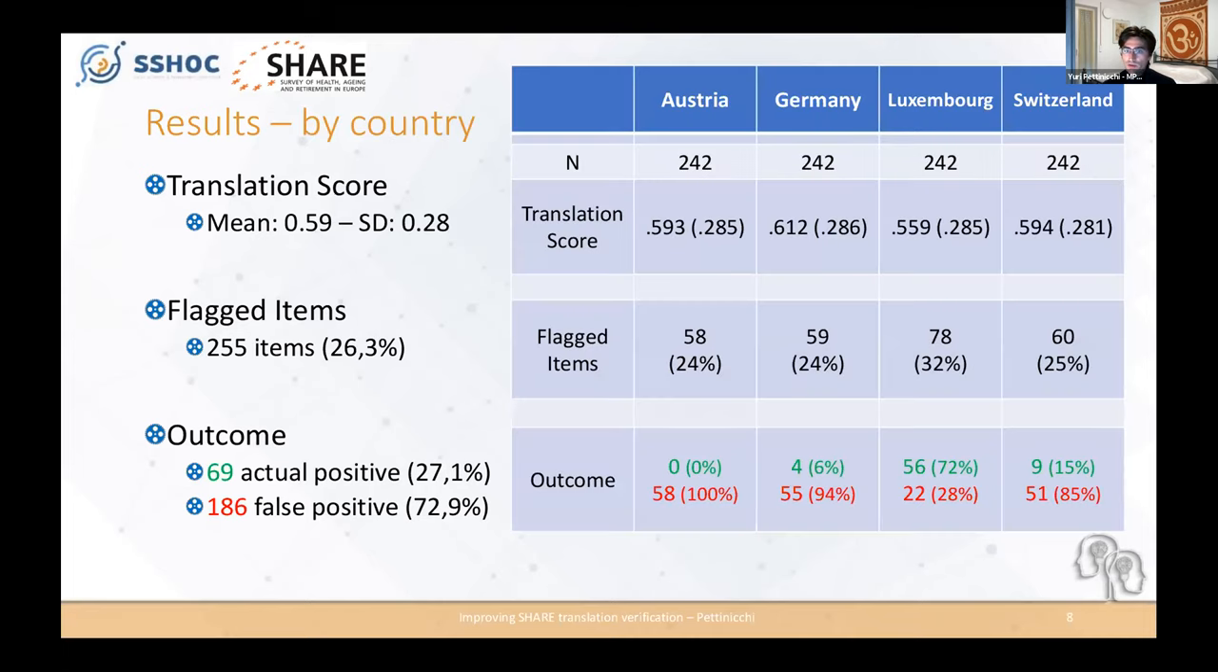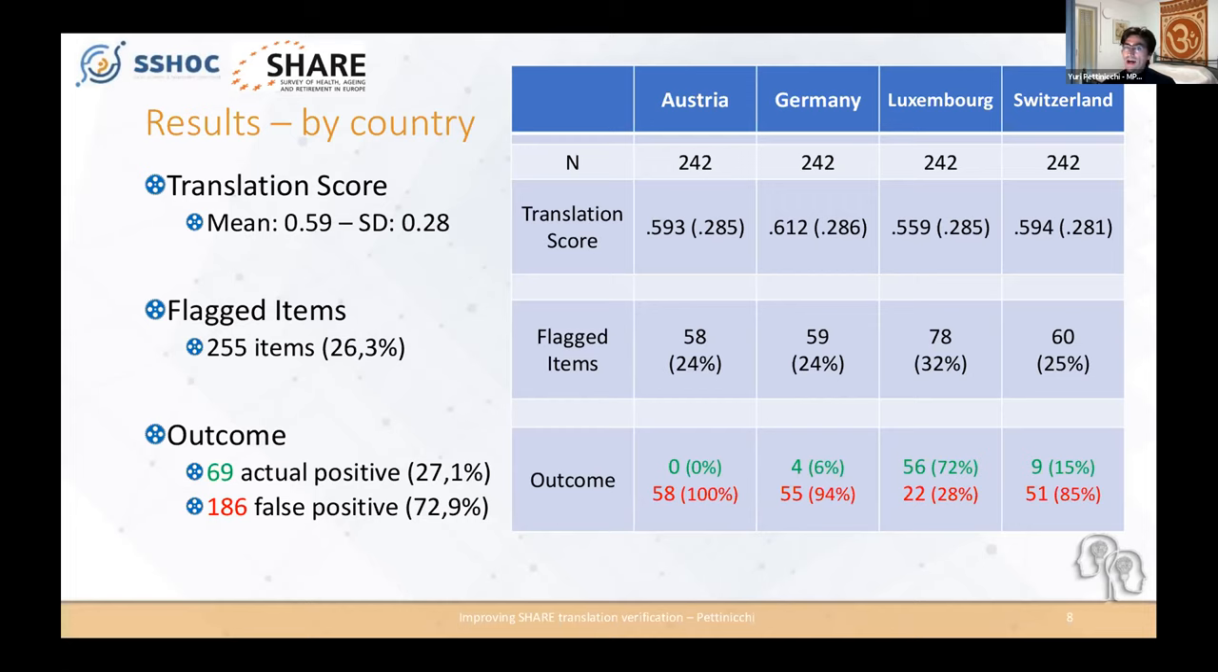To look in more detail at which items our instrument works well for, let's look at the country teams to see if there is anything there that can explain this. The average translation score is between 0.5 and 0.6 for all the countries, and it is lower for Luxembourg. So when we apply the tool to the items translated by the Luxembourg team, we have a lower translation score on average.